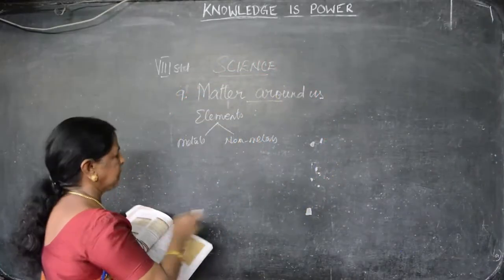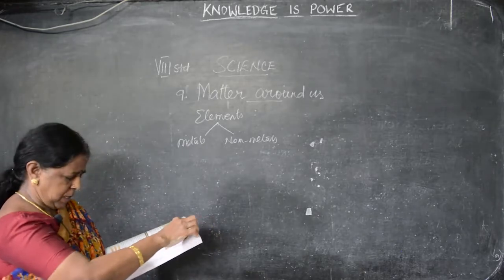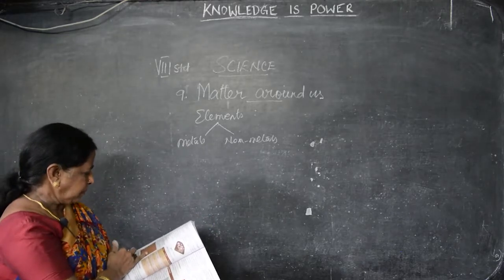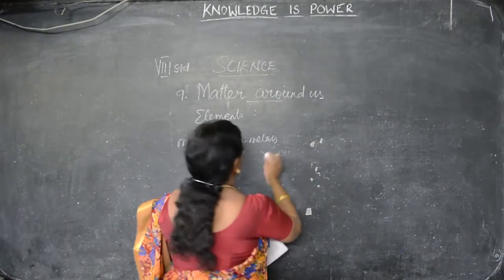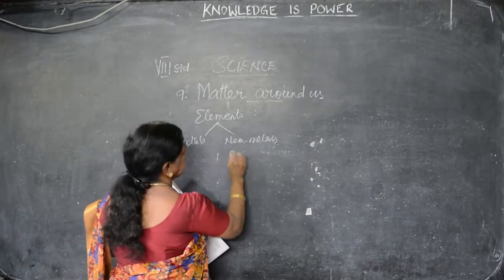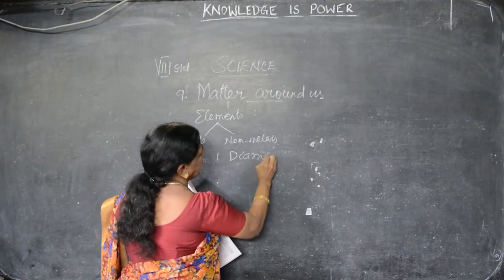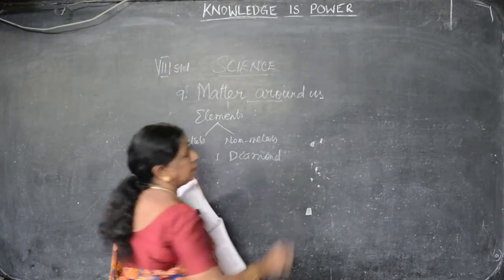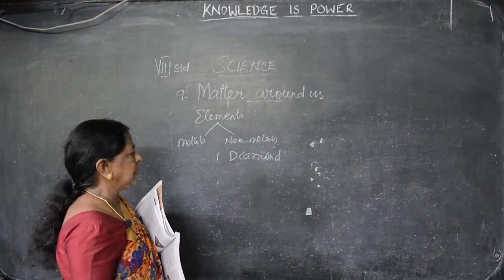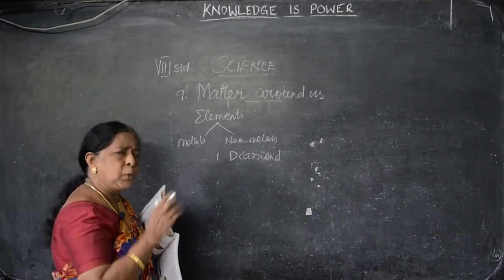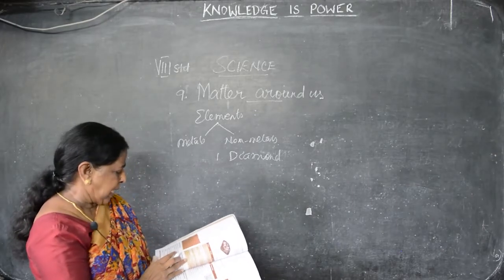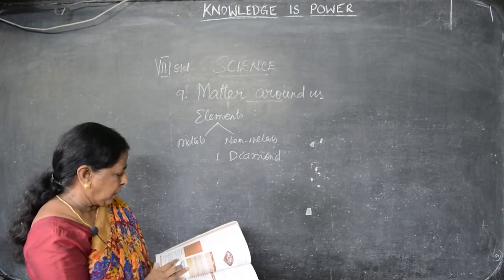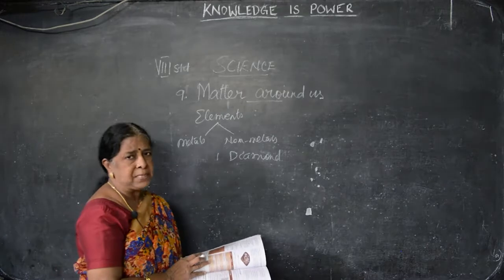Okay, now we have to see non-metals. What are the uses of non-metals? For example, first we have to see diamond. Diamond is a costly thing, that is nothing else, carbon only. So carbon under very high heat becomes diamond. It is used for jewels as well as cutting and grinding equipment.